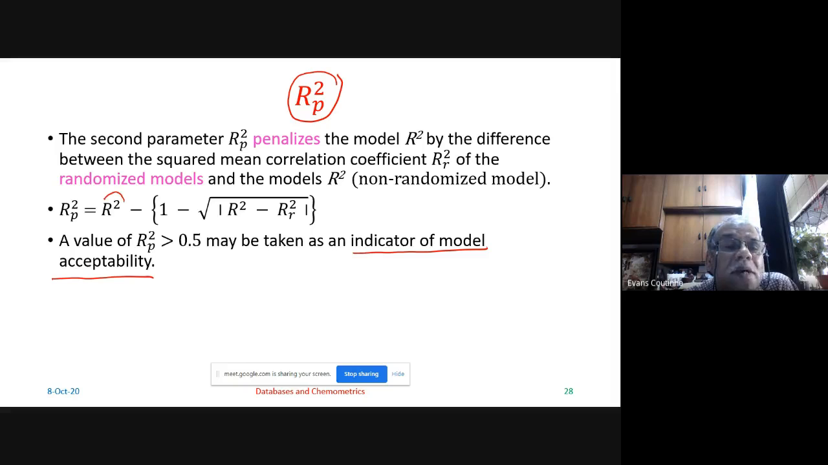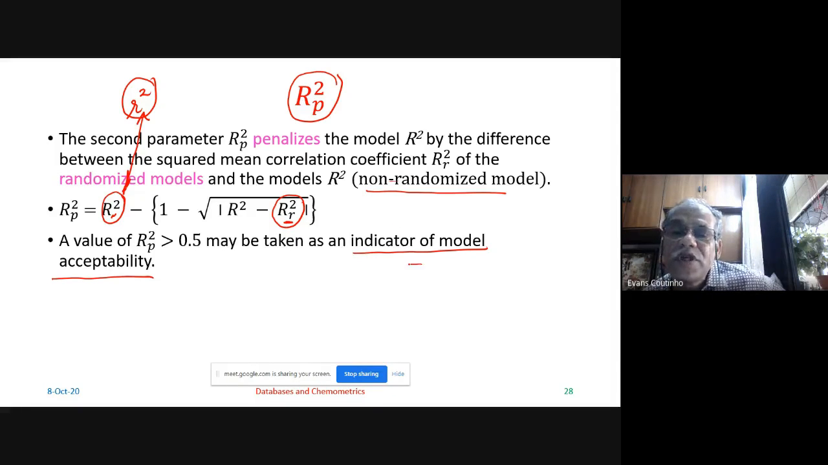The R square P is coming from the R square. I've written capital R square, but I've always been writing small R square. It is the same. So it is coming from R square, plus it is coming from another R square R. What is R square R? Now let me tell you. R square R is a randomized model.